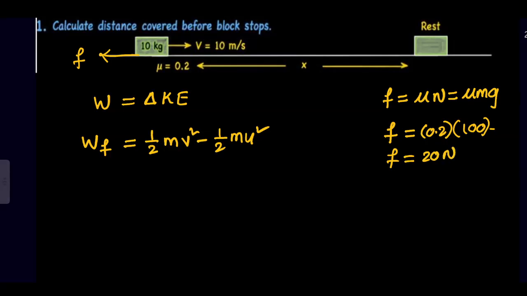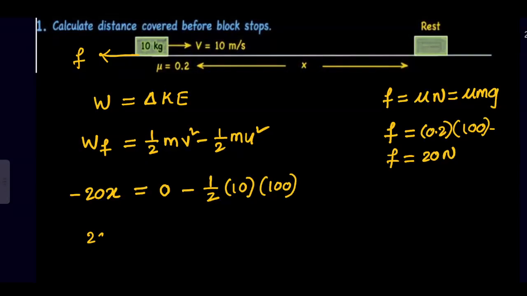And how much is the displacement? Here displacement is not given, the x value we have to find. These two are in opposite directions, so minus 20 into x equals final kinetic energy, which is 0 since final velocity is 0, minus half m u square. Mass is 10 and initial velocity is 10, so that is 100.